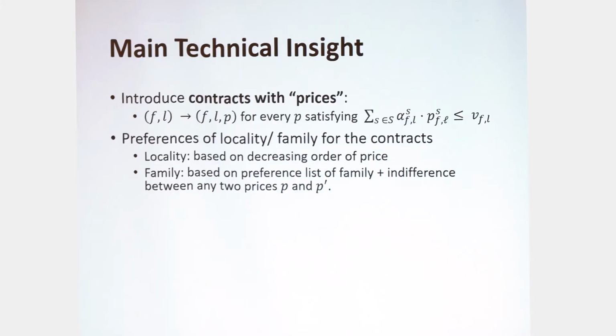So to overcome this problem, we introduce contracts with prices. Instead of each column corresponding to a blocking pair, family and locality, now each column corresponds to a contract. And a contract specifies family, locality, and a vector price, P. The vector price needs to satisfy the condition that the total weighted sum is less than or equal to the value of the family at the locality.